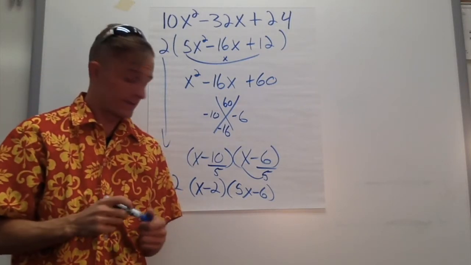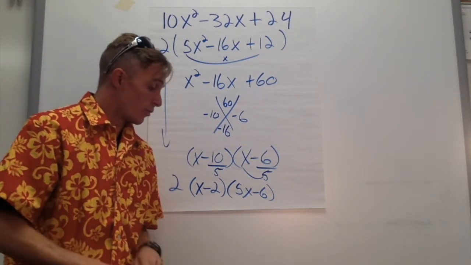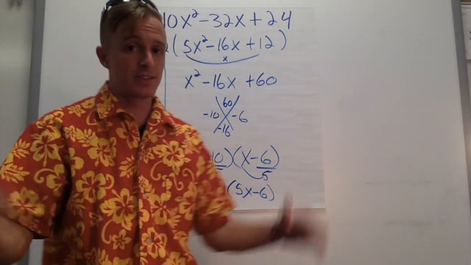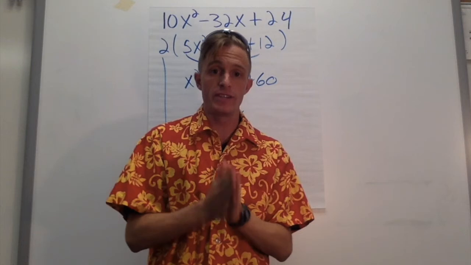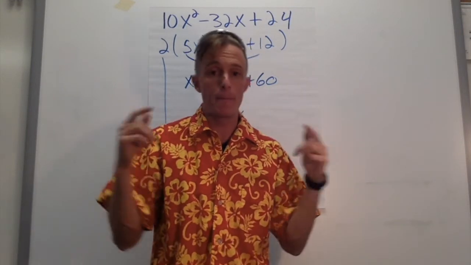Hopefully you got it right. All right, so we have done 4 example problems. Hopefully this is deep in your brain. The main key point you need to remember is factor out a GCF first, and then bottoms up.